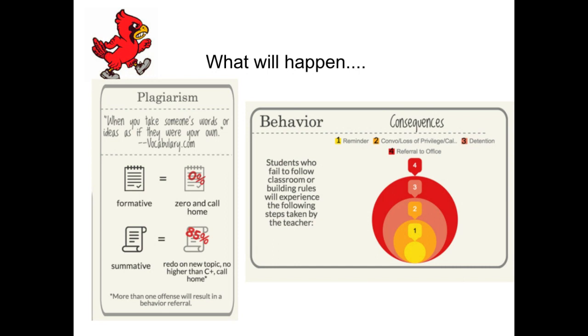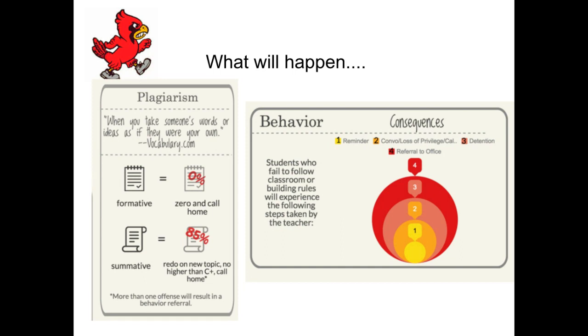Let's talk about plagiarism a little bit. The definition of plagiarism, according to vocabulary.com, is when you take someone's words or ideas as if they were your own. So you're not allowed to cut and paste and steal ideas from other people. This is really easy because we have this thing called the internet. All right. So whatever you're creating or making, you need to either cite your source or make it your own.